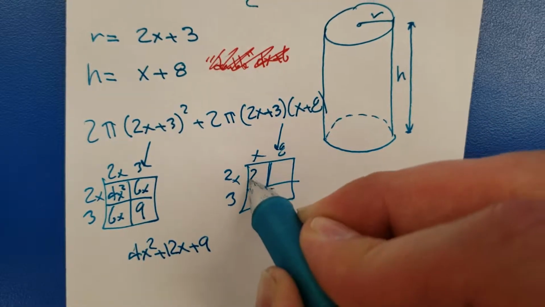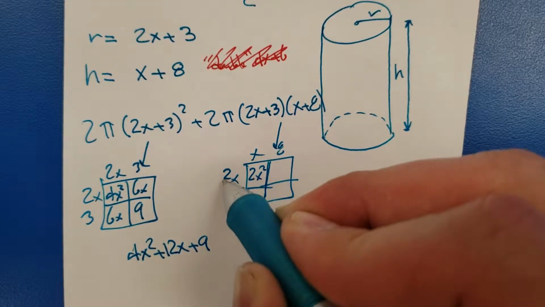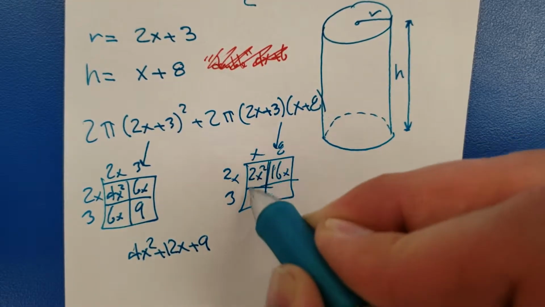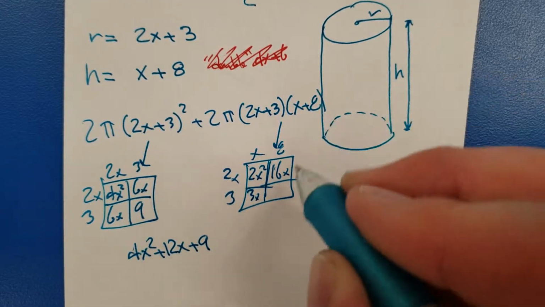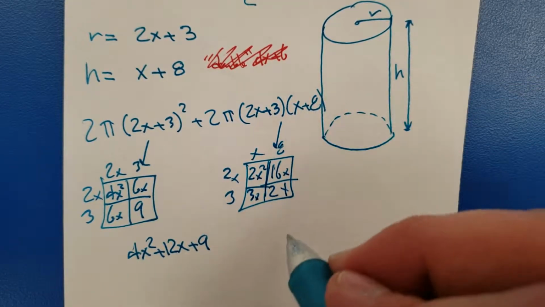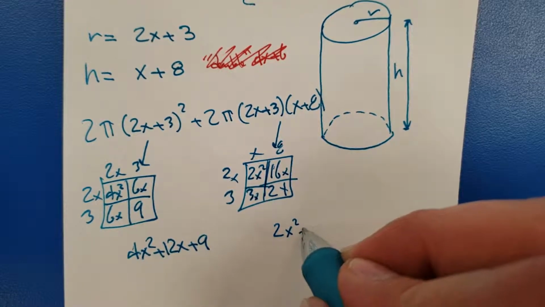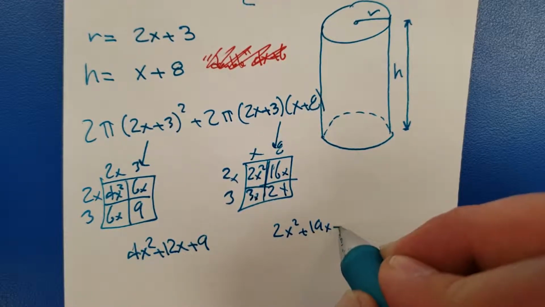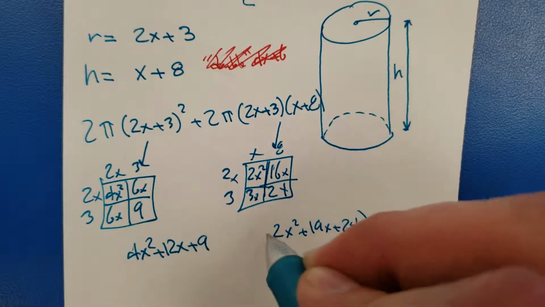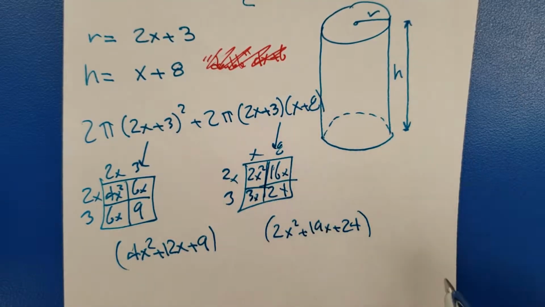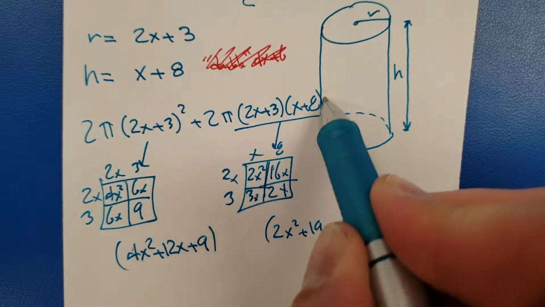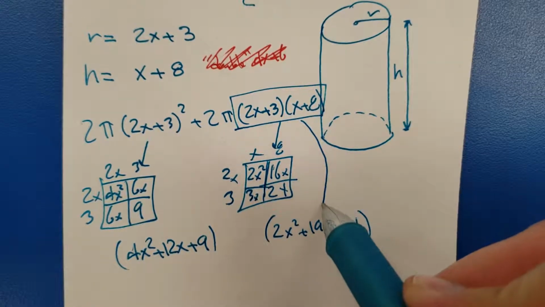This whole thing, 2x squared. Let's see here, we'd have a 16x, we'd have a 3x, and then we'd have 3 times 8 to get 24. This whole thing would turn into a 2x squared plus a 19x plus a 24. Okay, so multiplications are accounted for. So we basically did this whole thing, and it turned into that.